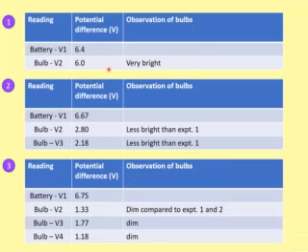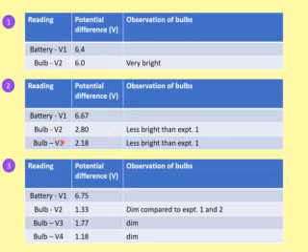First of all, in the first experiment, the bulb was very bright, and I've written that in there. And you can see that the energy from the battery is 6.4 volts, and the vast majority of that is now being recorded as being used potential difference at the bulb V2.